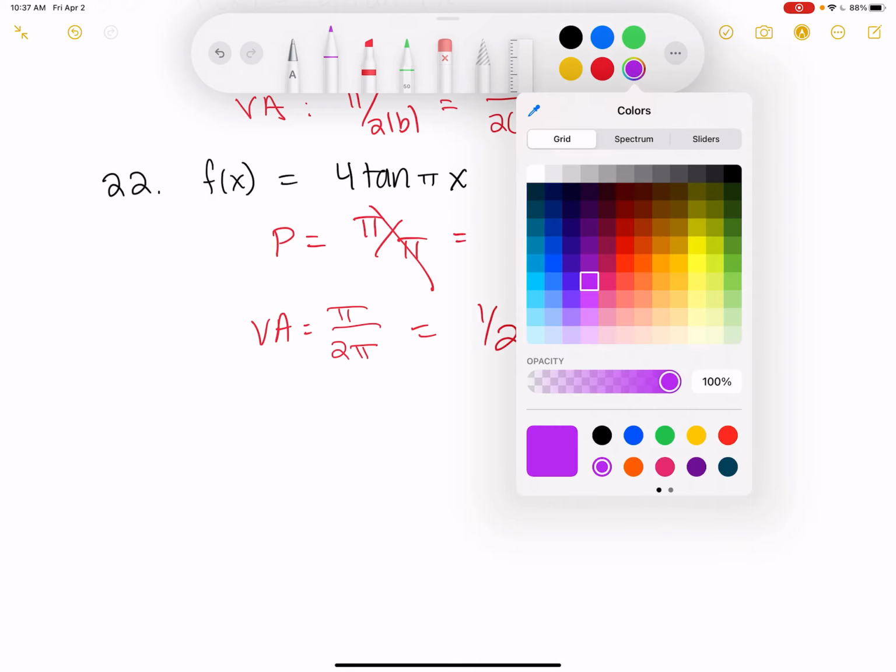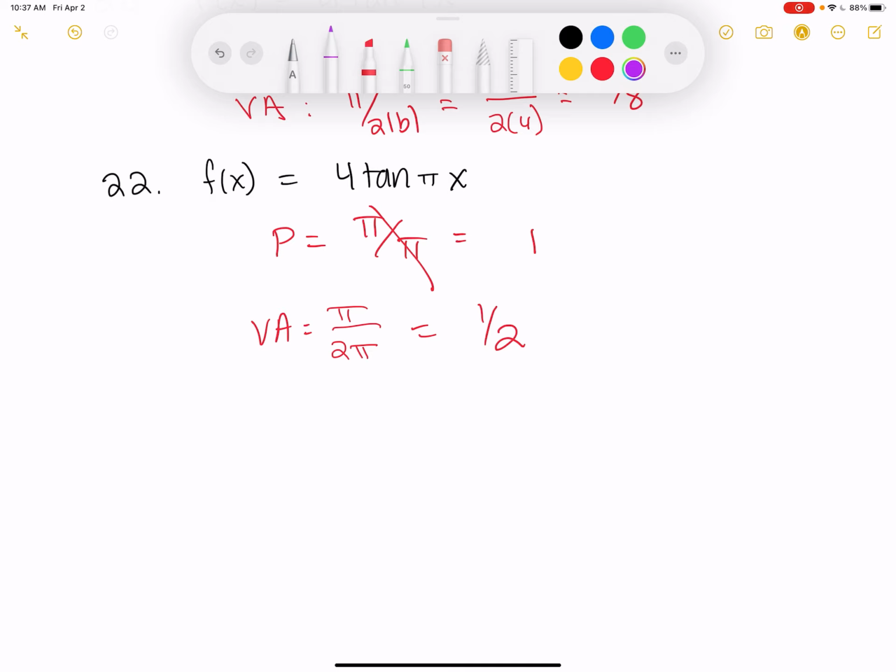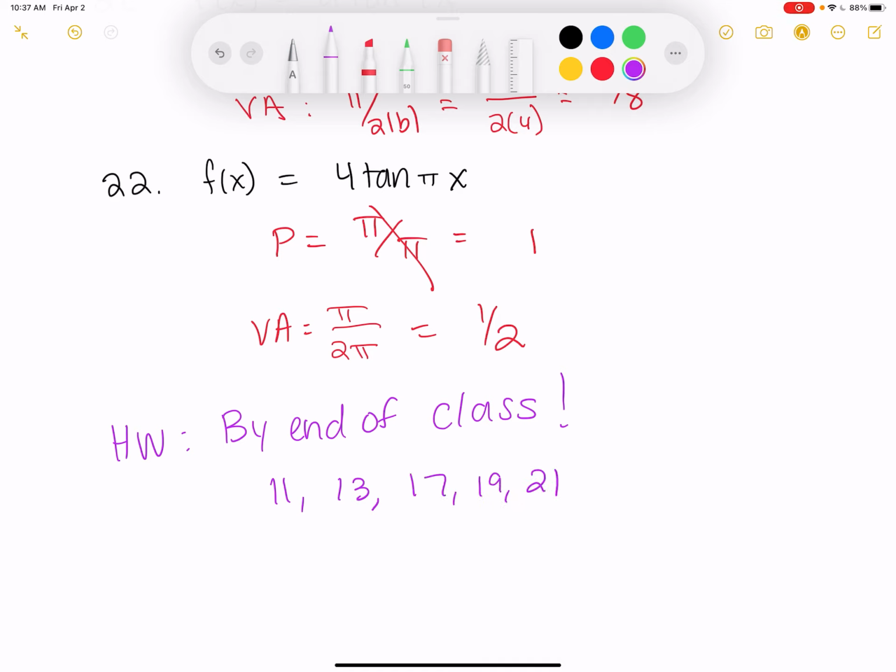All right. By the end of class, purple. Oh, Brooke, chill. It says purple. You ready to color? It's literally a secondary color. 11, 13. 17, 19, and 21. Trust me, I had to say.